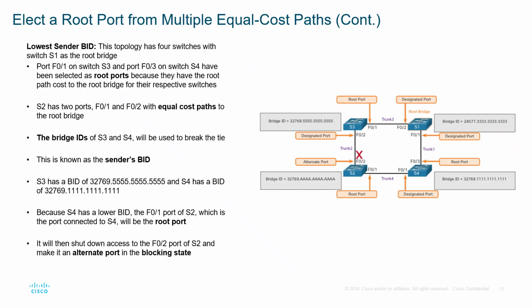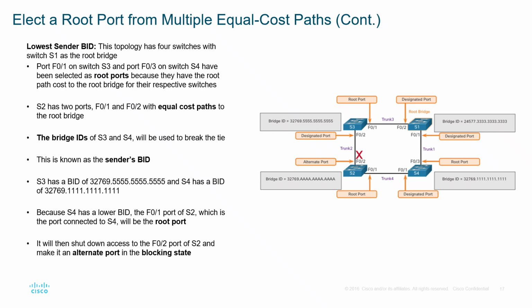S2 has 2 ports, F01 and F02, and they have equal cost paths to the root bridge. So the bridge ID of S3 and S4 will be used to break that tie. This is known as the sender's BID, because they have to travel through either switch 3 or switch 4 to get to the root port from switch 2.